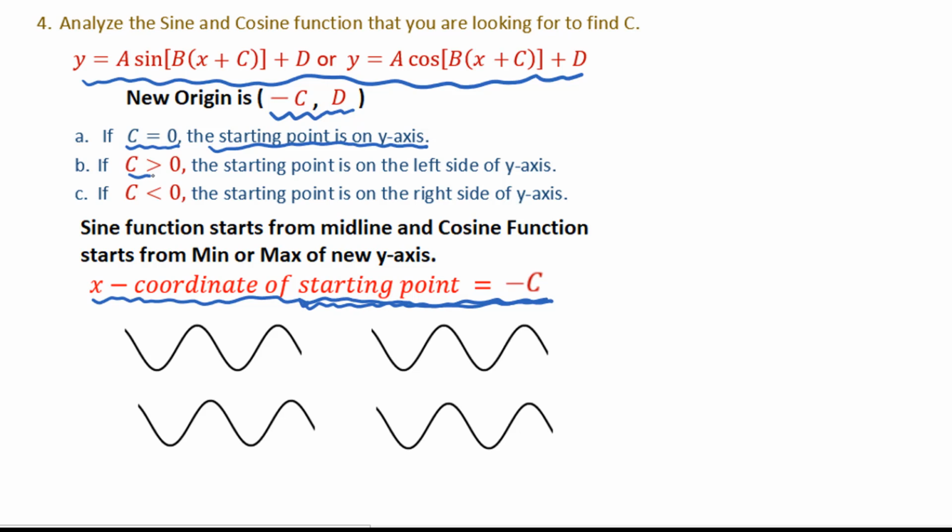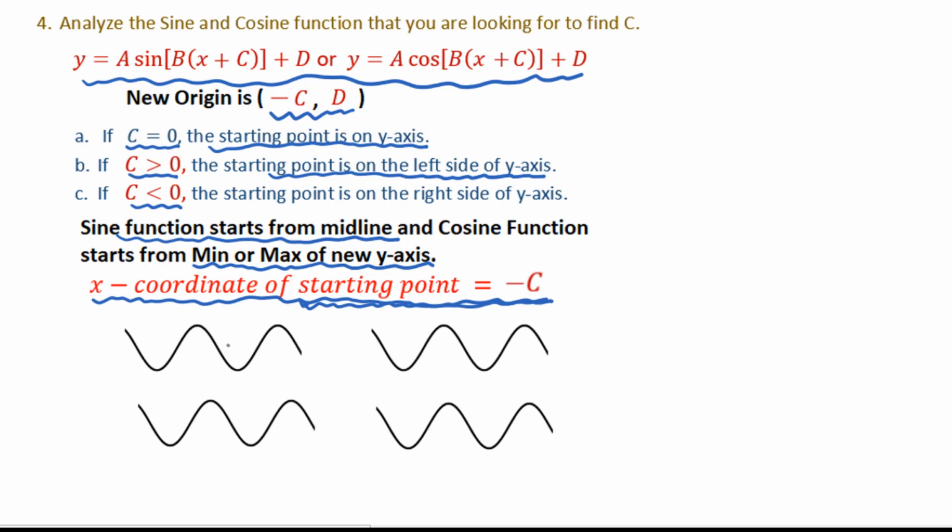When C is greater than 0, remember, inside is a layer. The starting point will be on the left side of the y-axis. When C is less than 0, the starting point is on the right side of the y-axis. Remember, the sine function starts from the midline. The cosine function starts from the minimum or maximum of the new y-axis.